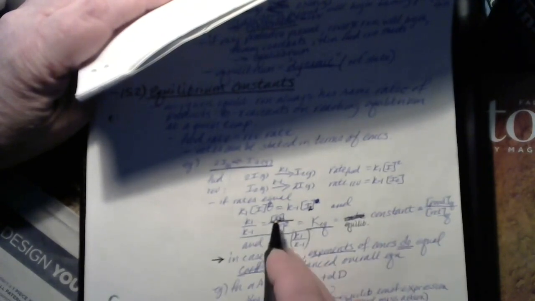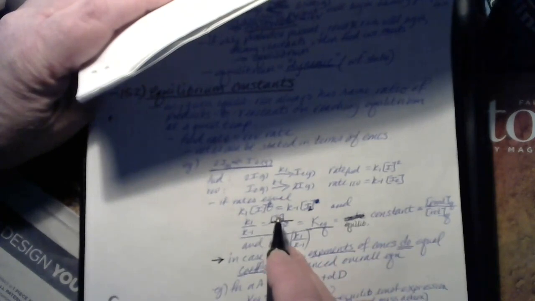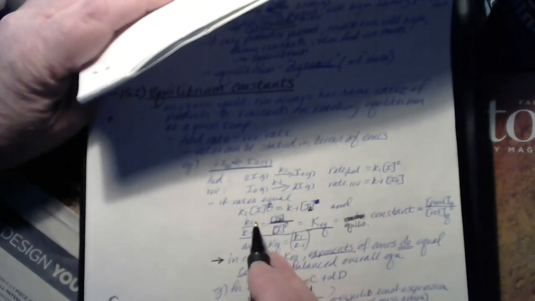And also that means, notice here, if KEQ equals this, then it also equals this. So KEQ is not only the concentration of I2 over the concentration of I squared, it's also K1 over K minus 1, or the forward rate constant divided by the reverse rate constant.